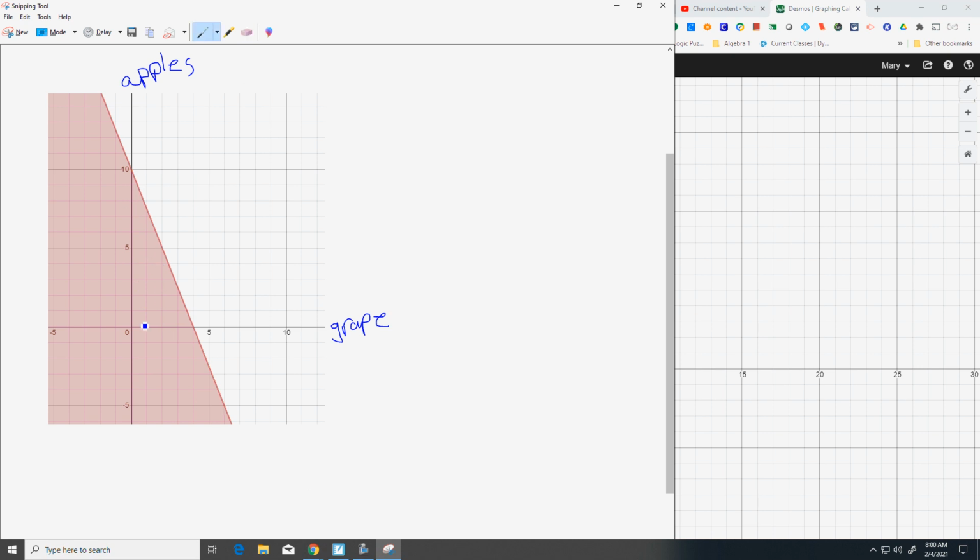So if I wanted to, I could have bought 4 pounds of grapes and no apples. Or I could have bought, at 0, 10 pounds of apples. Or, right here, that ordered pair, which is 1, 3, 1 pound of grapes, 3 pounds of apples. I would not have spent my whole $10, but that would have been fine.